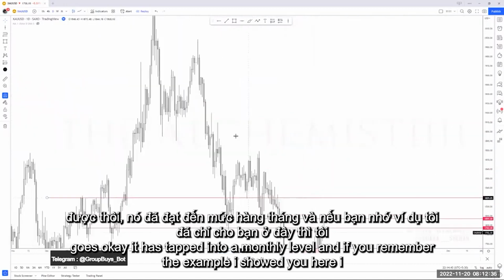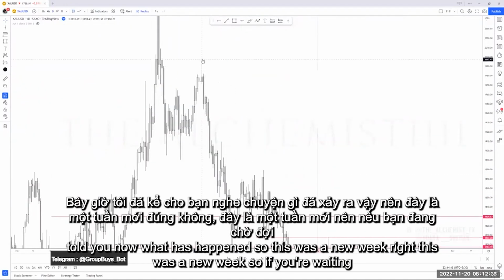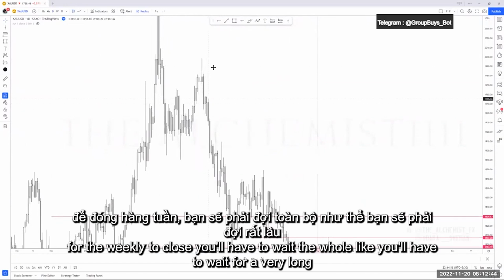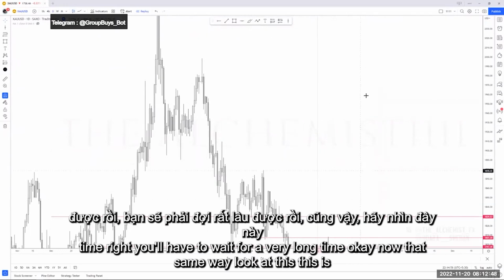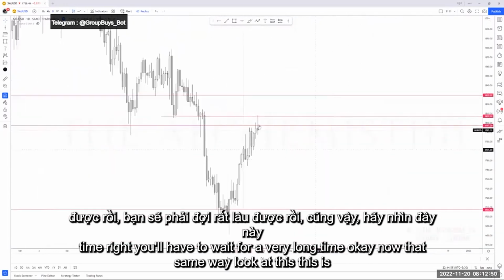And if you remember the example I showed you here, I told you. Now, what has happened? Now, this was a new week, right? So if you're waiting for the weekly to close, you'll have to wait for a very long time, right? Okay, now that same way, look at this.